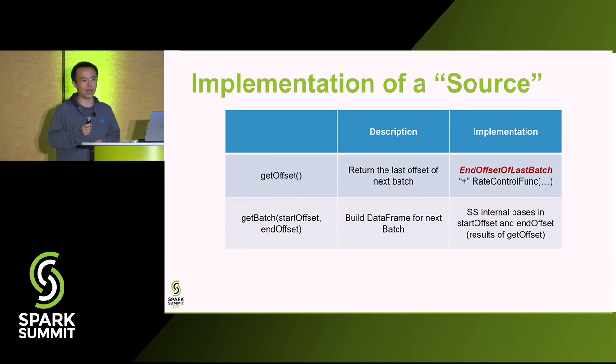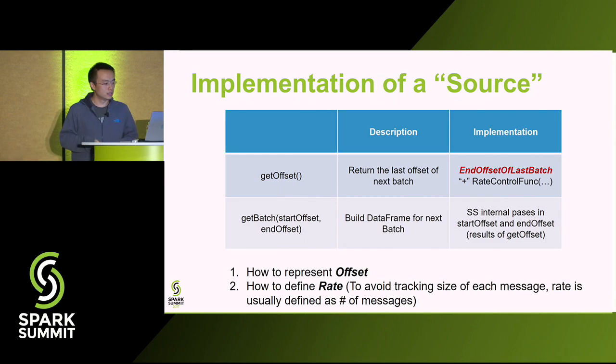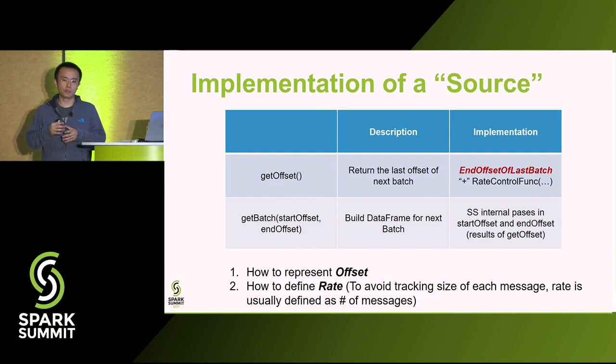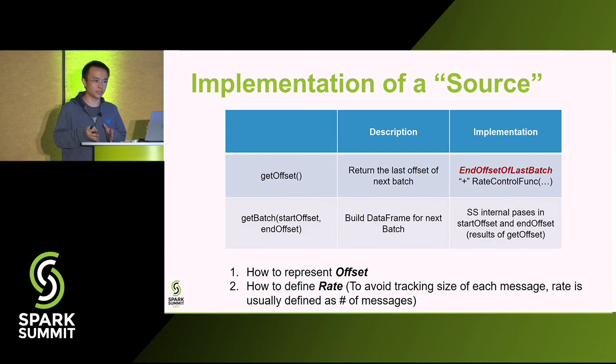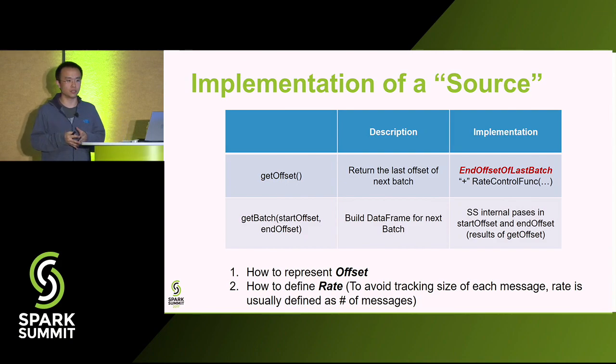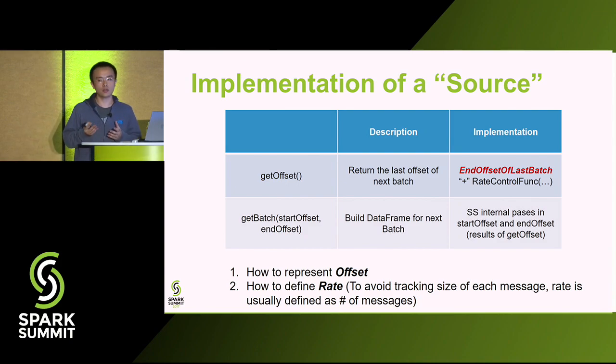So to get this value, we have to calculate two values. First is the end offset of the last batch. And then, because, for example, we have a Spark cluster with a certain capacity, we don't want to crash our cluster with too much data, so we need to do some rate control on our streaming pipeline. Then the next thing to calculate is the rate in the current batch. Then it will involve two questions: how to represent the offset and how to define the rate. For rate, to avoid tracking the size of every message, we usually define the rate as the number of messages.